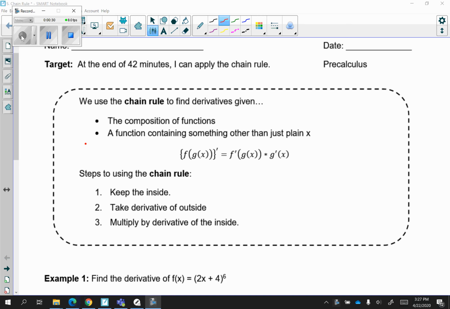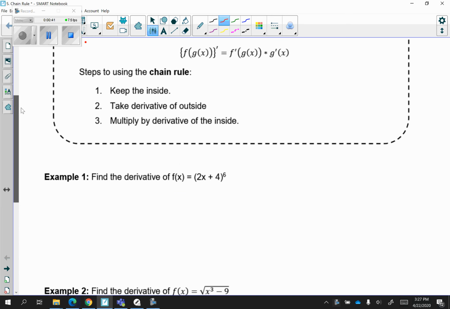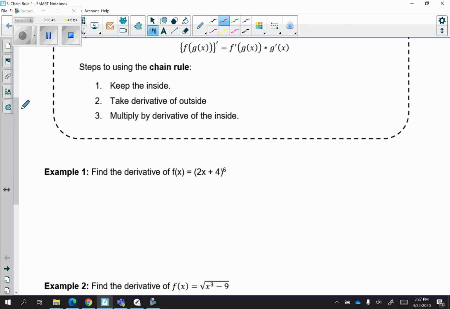So the steps for using the chain rule are keep the inside, take the derivative of the outside, and multiply by the derivative of the inside. So let's actually apply those rules to this first example. For example 1, find the derivative of f of x is equal to 2x plus 4 to the 6.